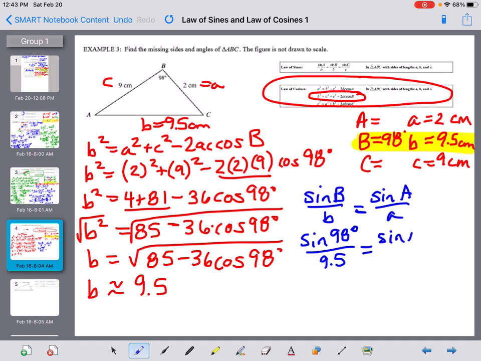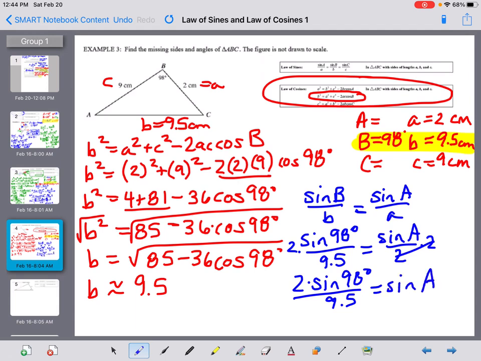Angle A, I do not know. Side A is 2. Okay, I'm trying to get that big angle A by itself. So right now on the same side, I see a sine and I see a divide by 2. I'm going to get rid of the divide by 2 first by multiplying both sides by 2. I get 2 times the sine of 98 on top, divided by 9.5 equals the sine of A.